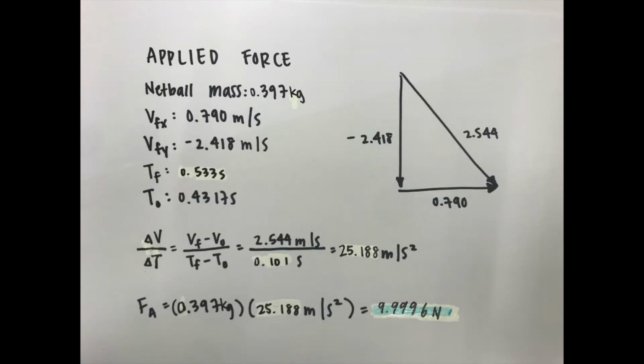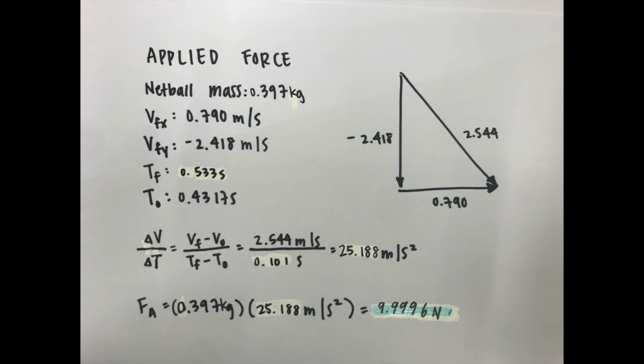To calculate the applied force on the ball, I found the acceleration by using the final velocity vectors to find the change in velocity, then divided it by the amount of time that the player's hands were in contact with the ball. This gave me 25.188 meters per second squared, which I multiplied with the mass of a netball, 0.397 kilograms.